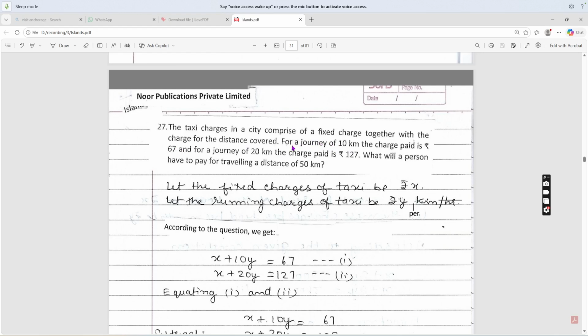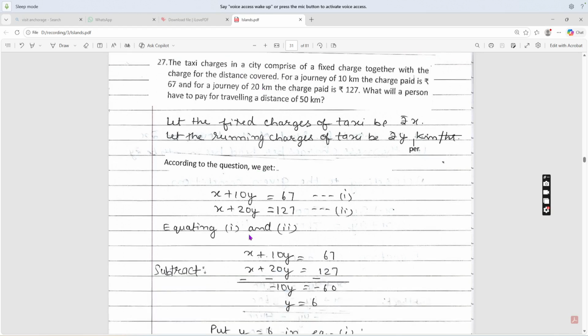So what we are getting in the form of linear equations in two variables: x plus 10y is equal to 67. Now we see for the second, x plus 20y is equal to 127. Why? Because x is the fixed charge and 20 into y is the variable charge. And the total charge will comprise both fixed charges as well as variable charges. Fixed charge is x rupees and variable charge is 20y. So x plus 20y is equal to 127.